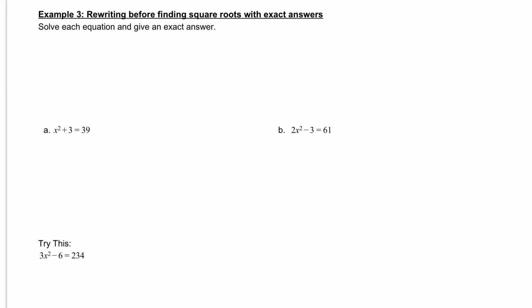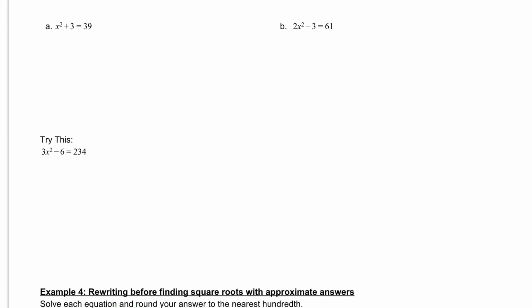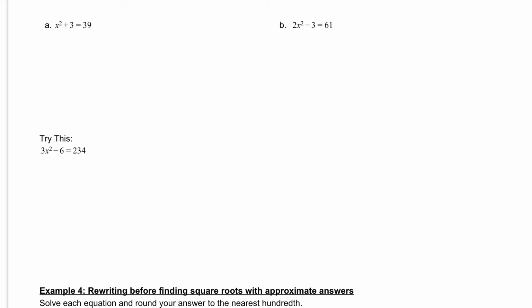Let's take a look at letter A. It says x squared plus 3 is equal to 39. In order to solve for x, we need to get the x squared by itself first. The first thing we'd have to do is get rid of that 3, and we can do that just like in linear equations. We're going to subtract 3 from both sides. When we subtract 3 from both sides, we get x squared equal to 36.